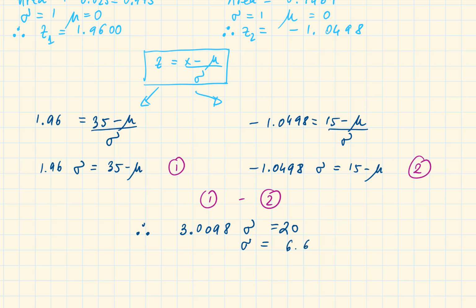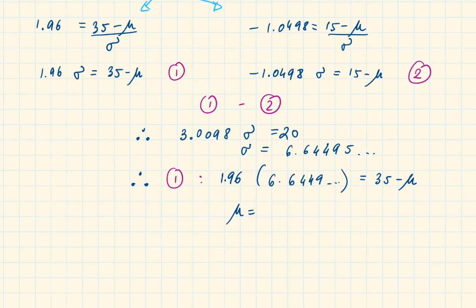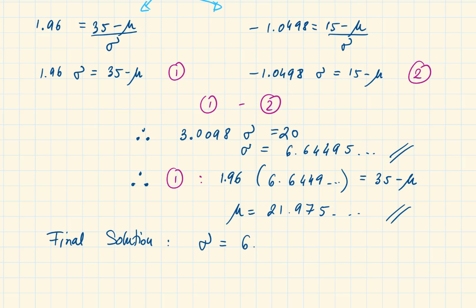If we do equation 1 minus equation 2, we can solve this simultaneously, and then the standard deviation is equal to 6.64495 and so on, which then we can replace in one of the equations. So I'm going to use equation 1 to work out the mean, and if you rearrange this, the mean is equal to 21.975 and so on. So the final solution to 3 significant figures is standard deviation 6.64 and the mean is 22.0.